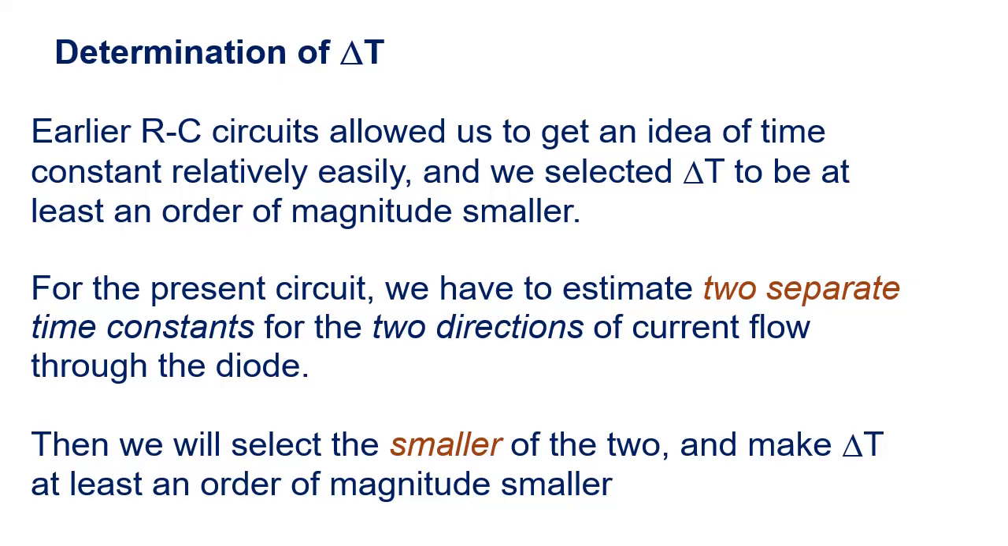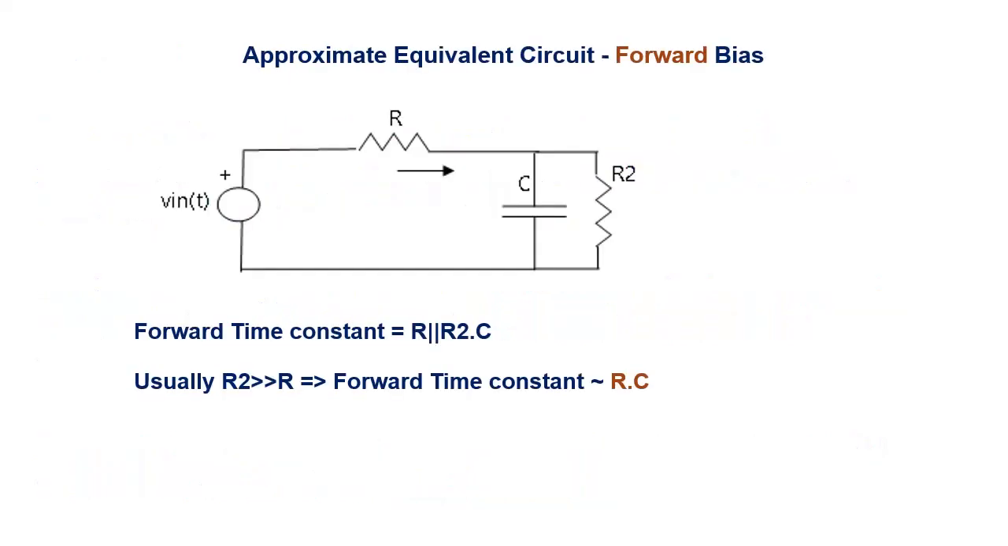For the present circuit, we have to estimate two separate time constants for the two directions of current flow through the diode. Then we will select the smaller of the two, and make delta t at least an order of magnitude smaller. Equivalent circuit for the diode in forward bias condition is shown. We approximate diode resistance in the forward direction as R, neglecting the dynamic junction resistance. This makes the estimated time constant lower than actual and therefore more conservative.